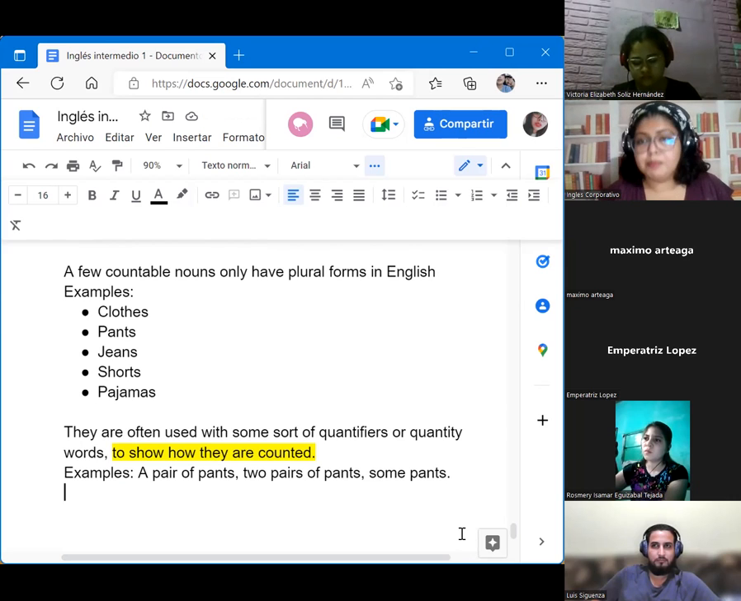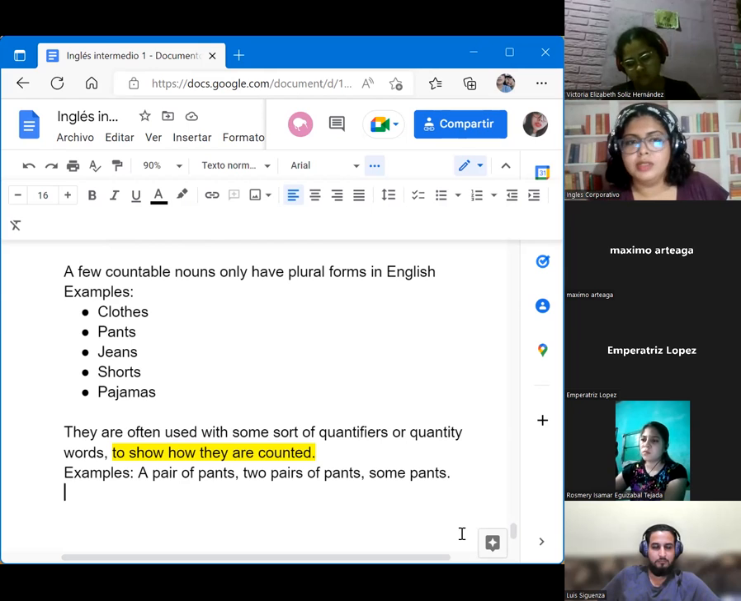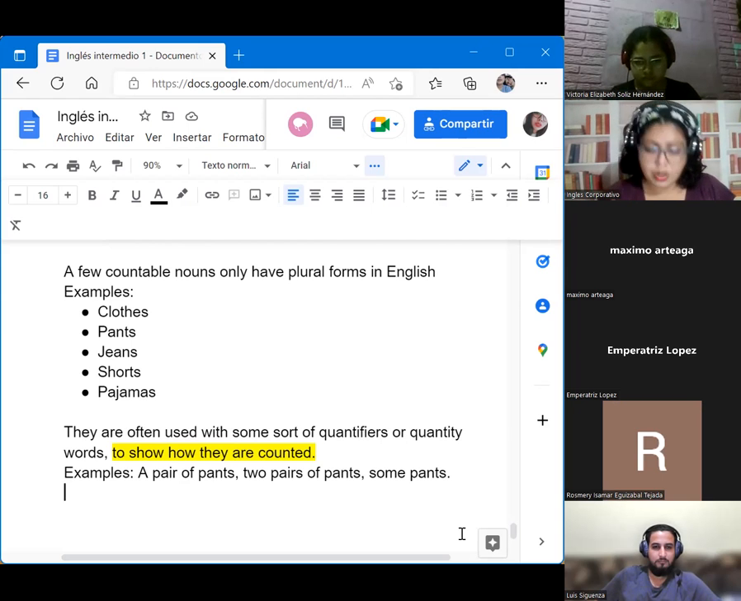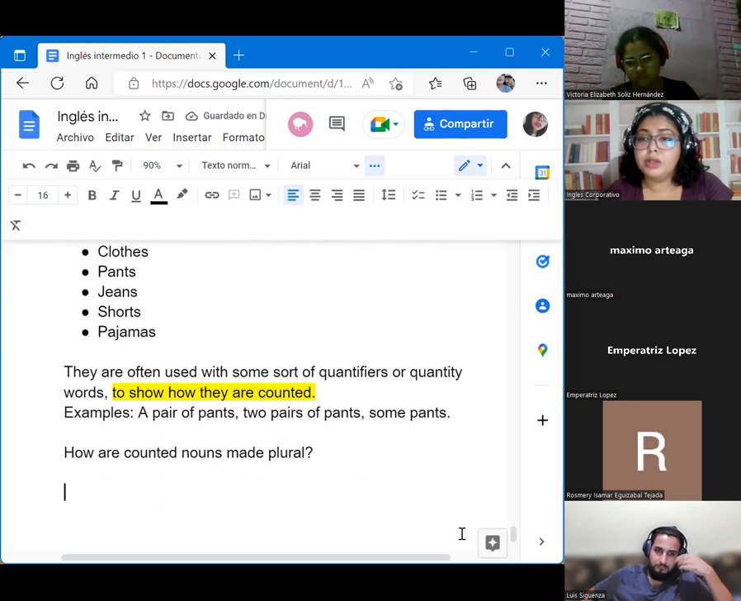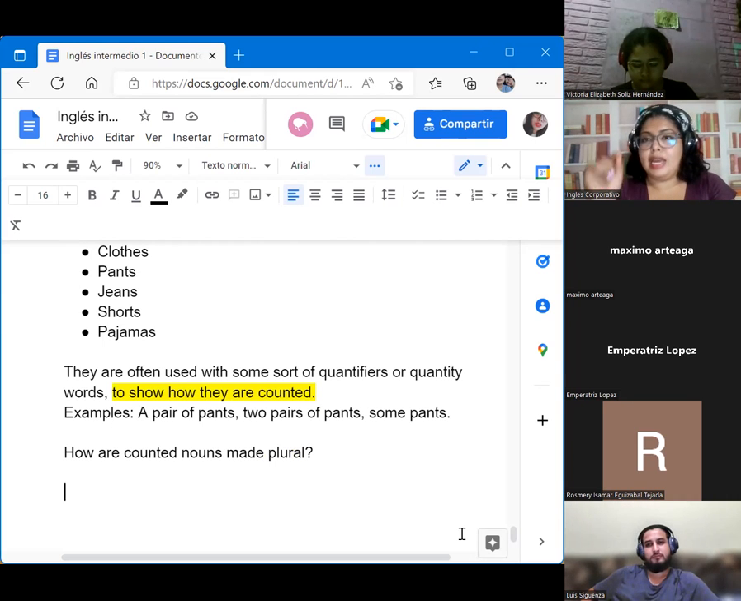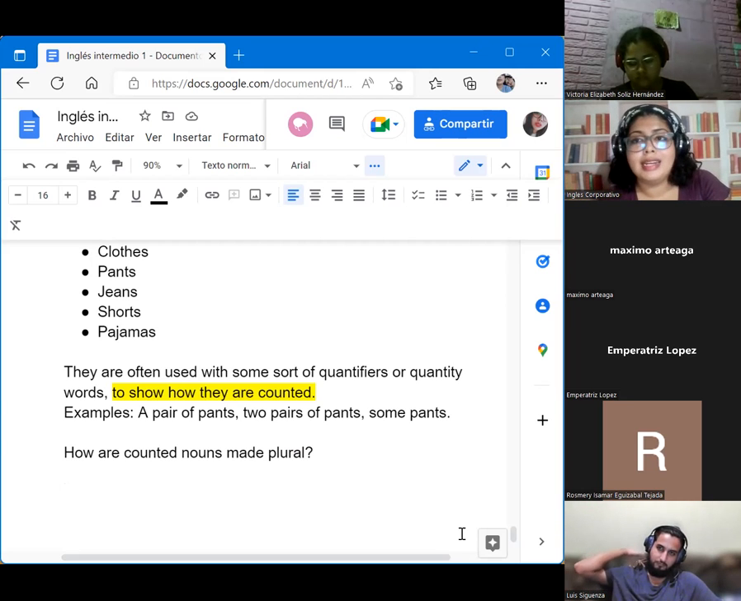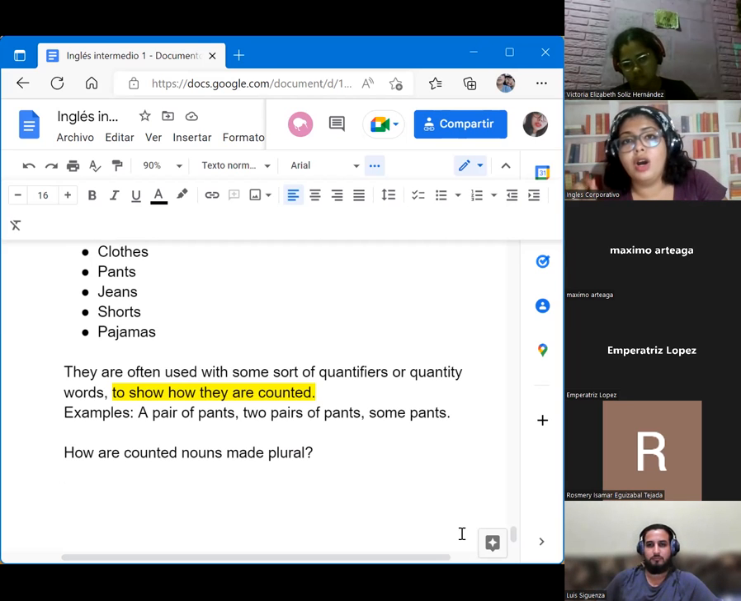How are count nouns made plural? How can we create these kinds of words when we have a specific noun? How can we create those names into plural? Now we are going to see how we can change some words a little bit to make them plural. It says that count nouns are usually made plural by adding an S or ES at the end. Very, very simple. Some of these words, when you want to make them plural, you need to write an S or ES at the end of the word.